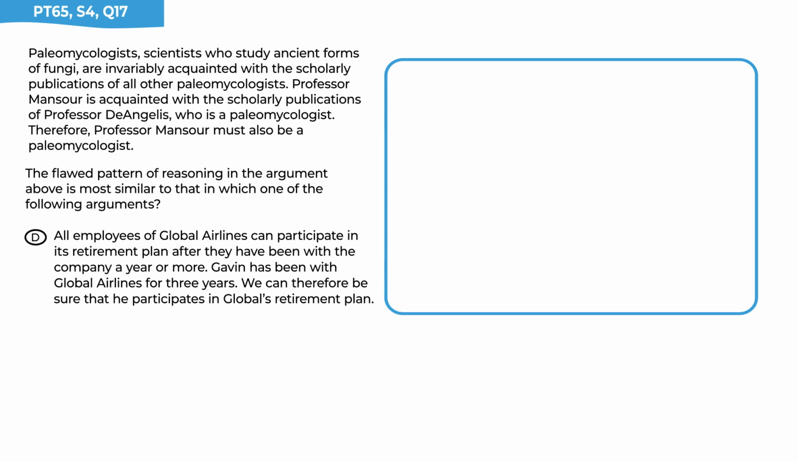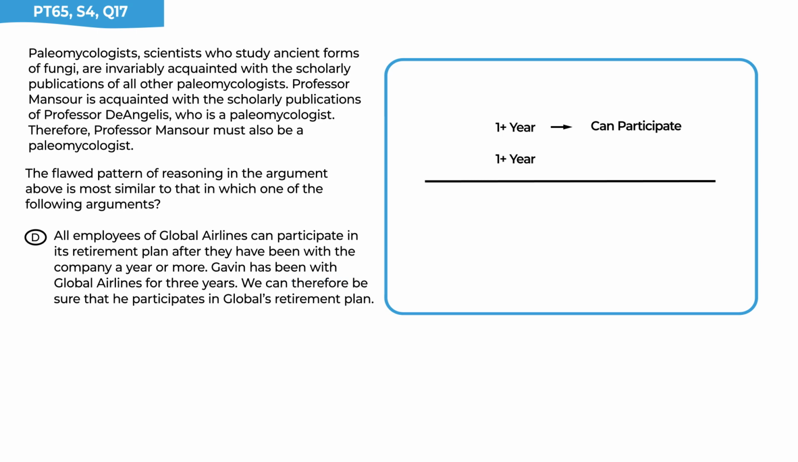Now, the key word here is the word can. They can participate after they have been with the company a year or more. So if somebody's been there for a year or longer, they can participate. And then we're told that Gavin has been with Global Airlines for 3 years. Well, let's call that 1 or more years. That's more than enough to trigger the rule. We can therefore be sure, so we have a conclusion here, that he participates in Global's retirement plan.